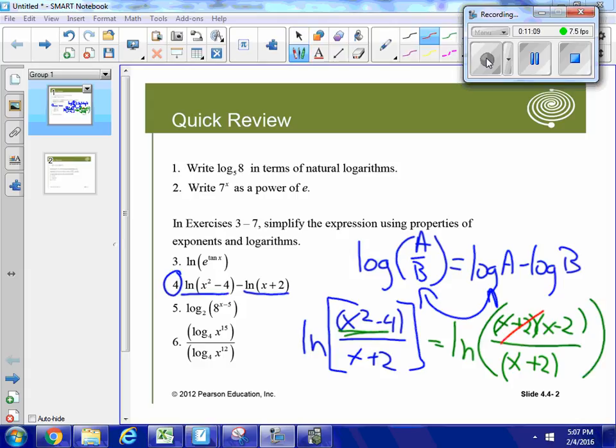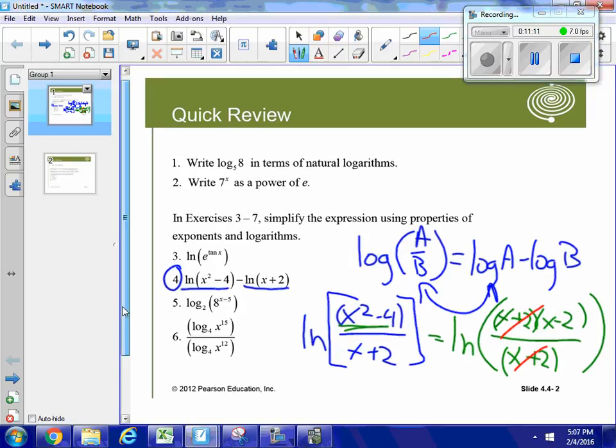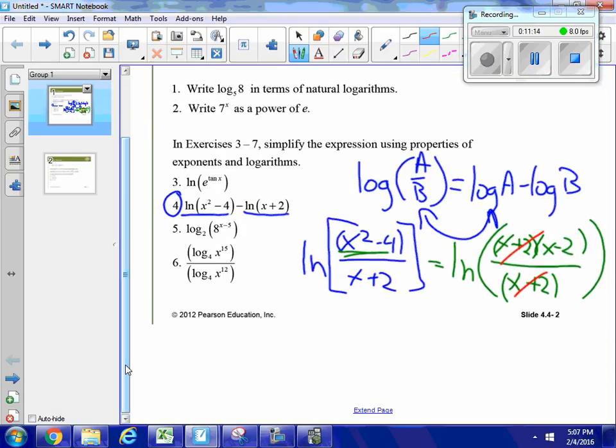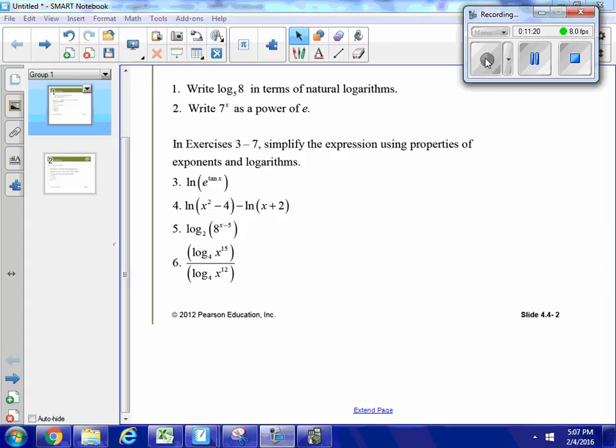These two x plus 2's are going to cancel out, and so my answer to this problem is just going to be ln x minus 2. Let's take a look at number 5.